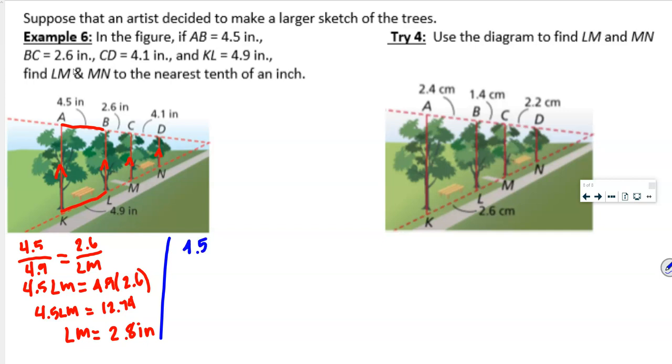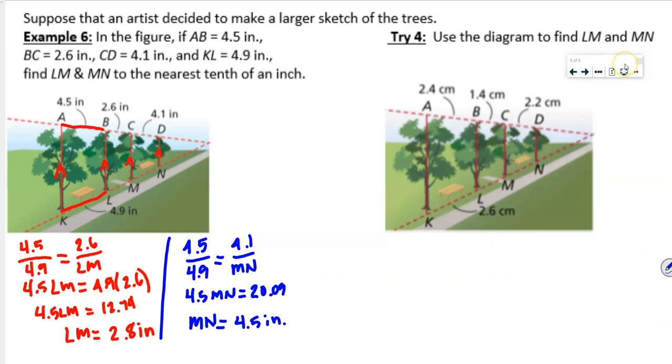So we're going to do the same ratio, 4.5 over 4.9, and that's going to be equal to, this time, our 4.1 over our MN. Okay? So when we cross multiply this one, it's going to be 4.5 MN again is equal to 4.9 times 4.1, so that's 20.09. Divide 4.5 into both, so MN is going to be equal to 4.5 inches. Okay? Alright, see if you guys can do the you try over there on the right. You try 4 and come back to me when you're done.